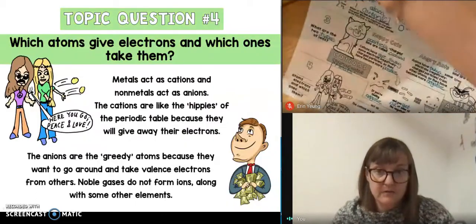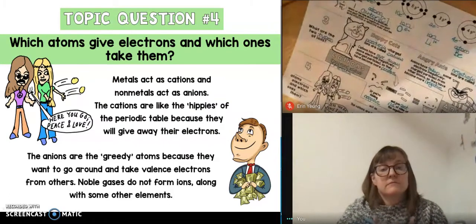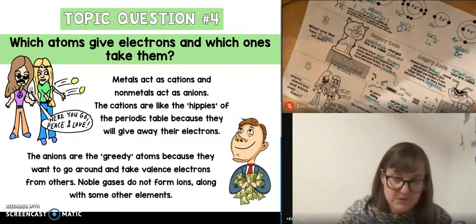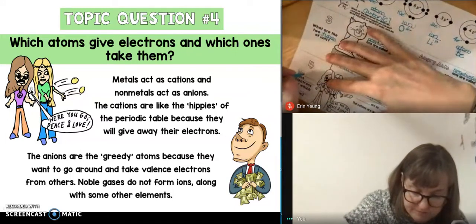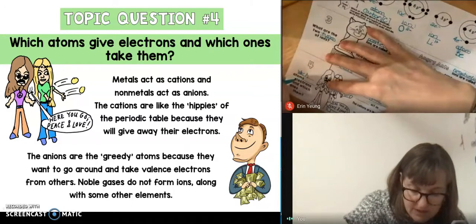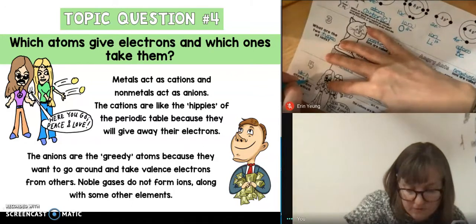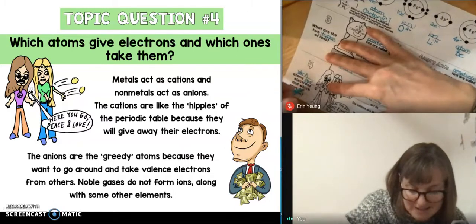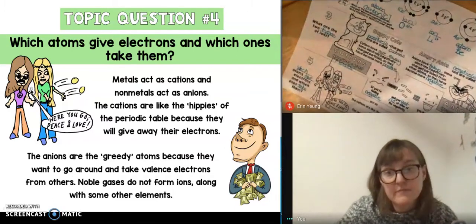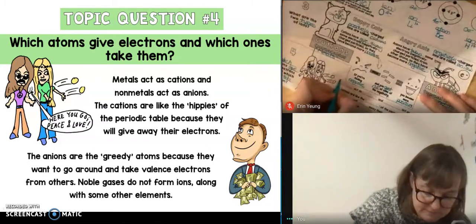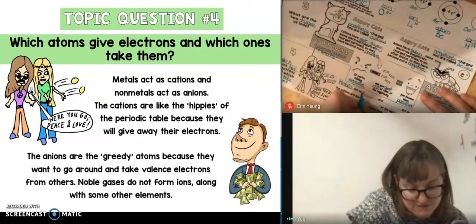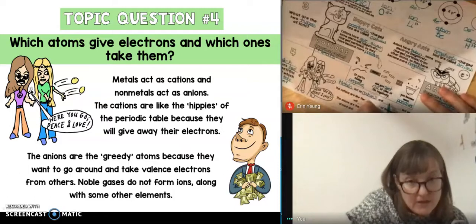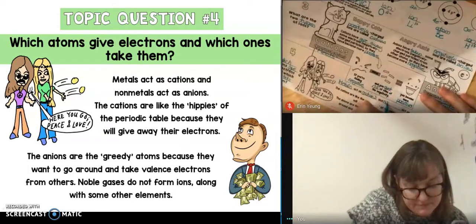All right, so now, which atoms give and which of them take? So this is which atoms give and which ones take. So metals act as cat ions, so they become our positive. And nonmetals are anions.